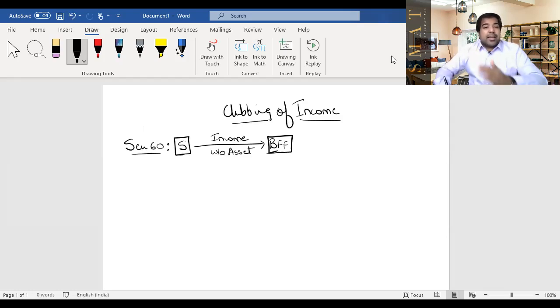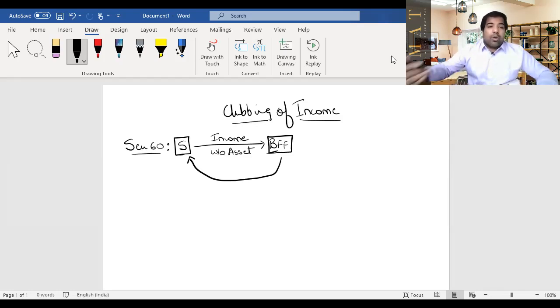So if you're transferring income without transferring an asset, this will come back to you, and this is called clubbing of income. Whatever income arises to the BFF, or to whoever you've transferred it to, that income will come back to you under section 60. Guys, this applies to any person. Whether you're an individual or a partnership firm or a company or LLP, does not matter. Section 60 applies to all of you.